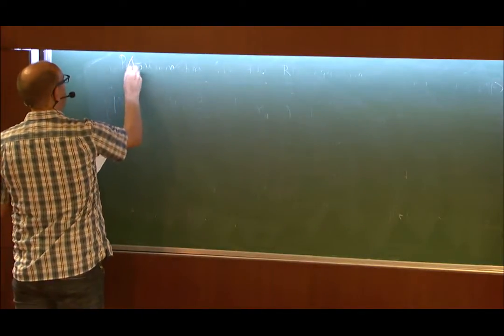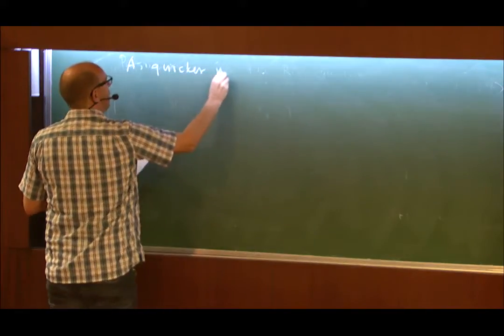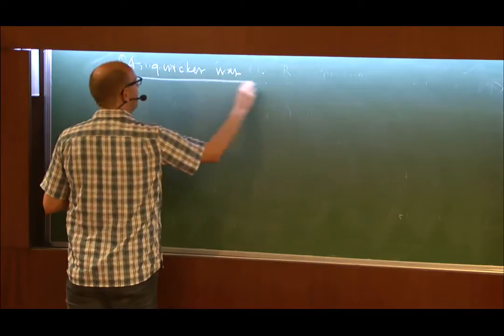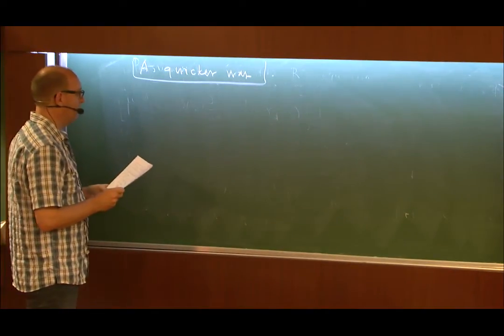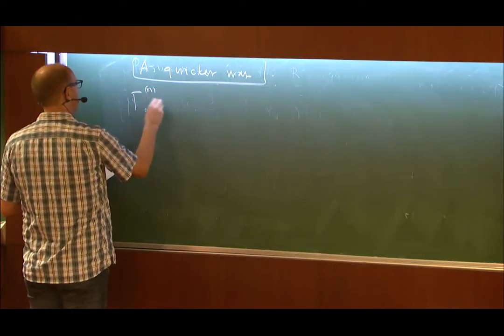So, a quicker way. It doesn't get exactly the same equation, but it gets you similar information. And it lets you then think about how exactly the two are related. So again, we have our unrenormalized Green's function.